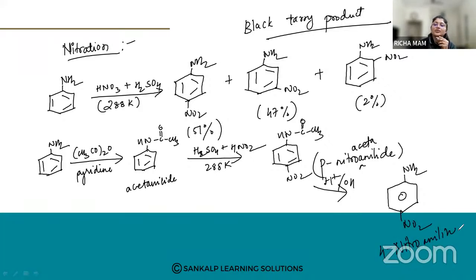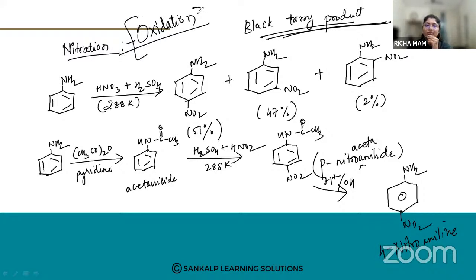So direct nitration, what is happening? You are not going to get a product. We are going to get a black tarry product. Tarry means you don't get a good product, you get a black substance. Direct nitration is not possible because it will undergo oxidation. Why is it forming a black colored product? Because it can easily react with the oxygen present in the atmosphere.